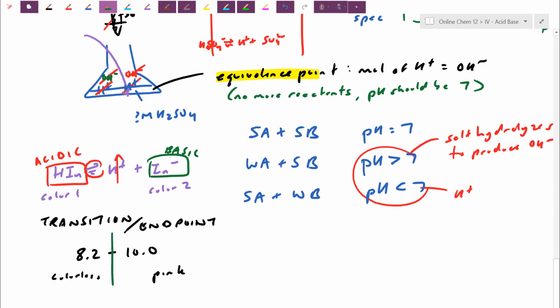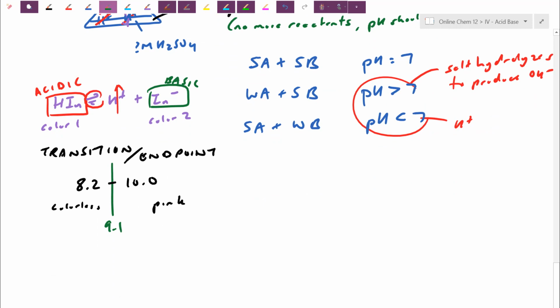Now, in some sense, that's not very fair because the pH is actually a logarithmic ruler. So 8.2 to 9.1, that's your transition point here. That's actually going to be a smaller gap between 9.1 to 10, but so be it. The 9.1 here is called your transition point. That's when you're going to get a mixture of colors. That's when the acid form actually matches up to the base form.